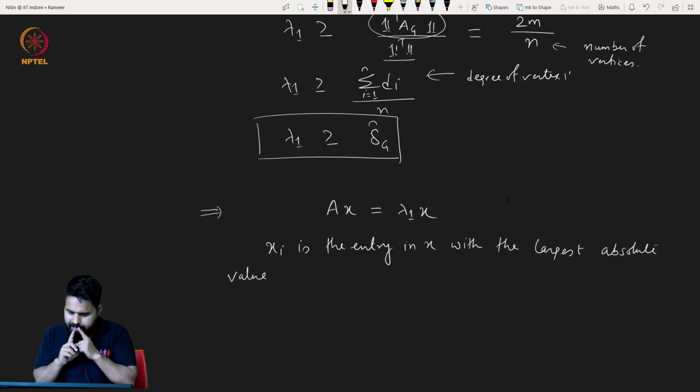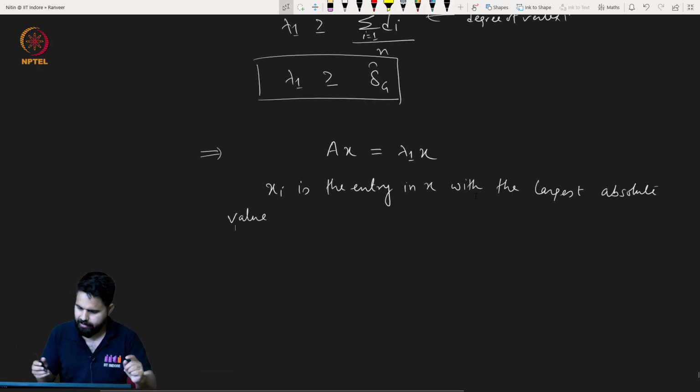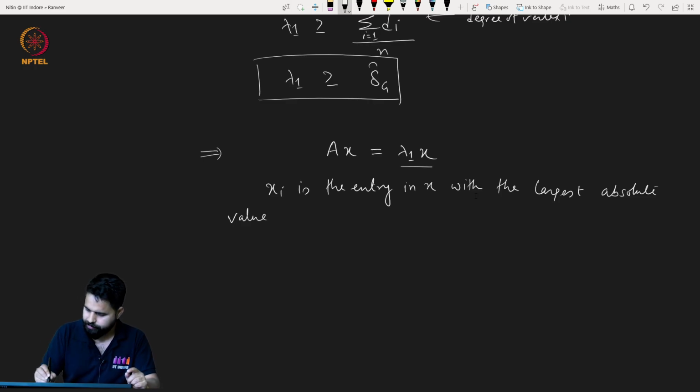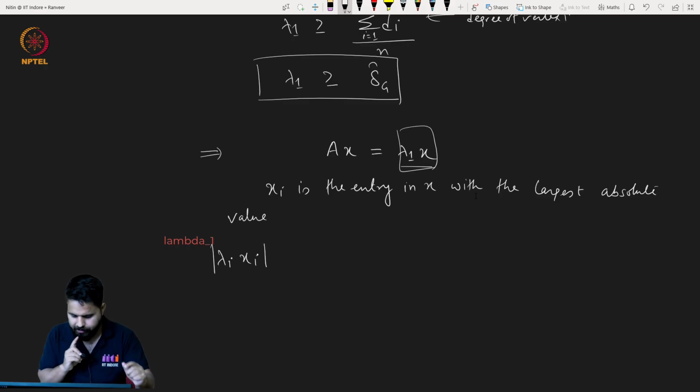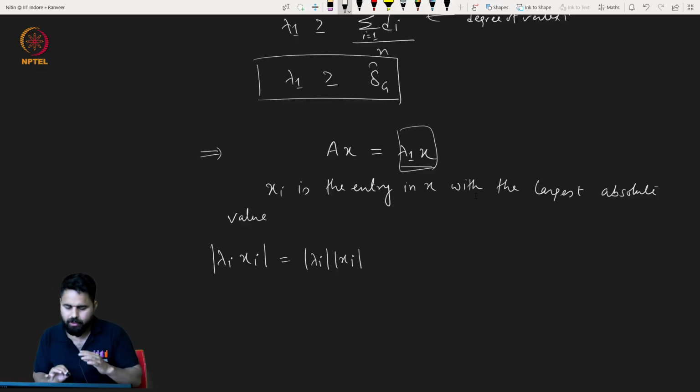Okay, so that means I can write this as, and lambda 1 is always positive, right? Anyway, let us see this. If I write the ith entry of this vector, what will it be? Lambda 1 xi, and in fact I can write this as, because lambda 1 is always positive, this also. I hope this is clear to you. The mod of this quantity is nothing but the mod of these two. Okay, very good.